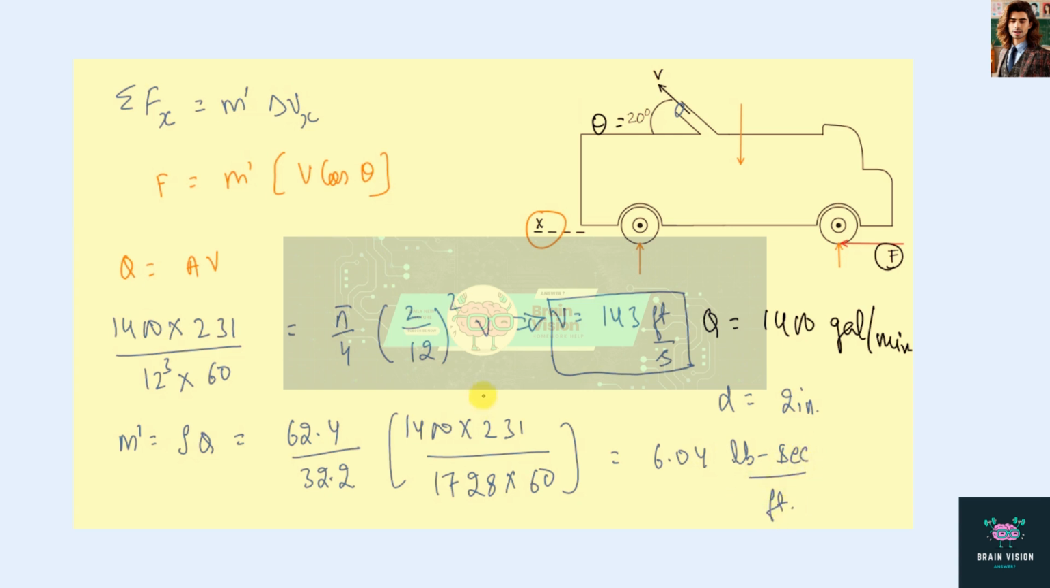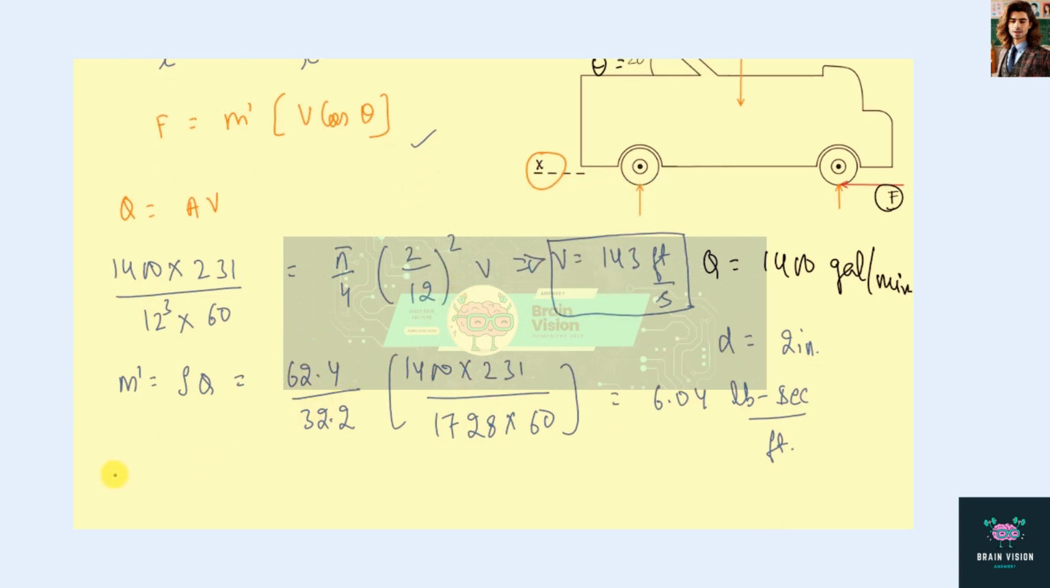Now we have calculated all the values, so we can plug them in to calculate the force F. F will be equal to m dash, 6.04, times v, 143, times cosine 20 degree. We're going to solve this and we'll get the force to be nearly 812 pound. This is the force that was asked in the question, that is the force exerted by the pavement on the tires of the truck. So this is the final solution.